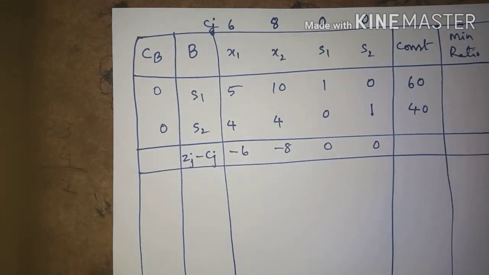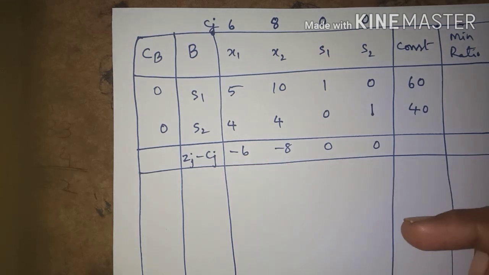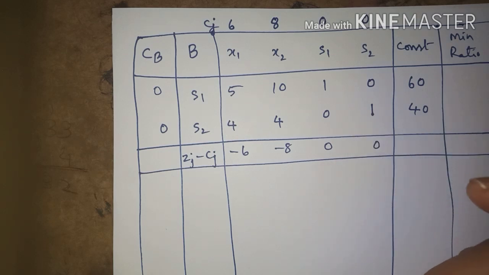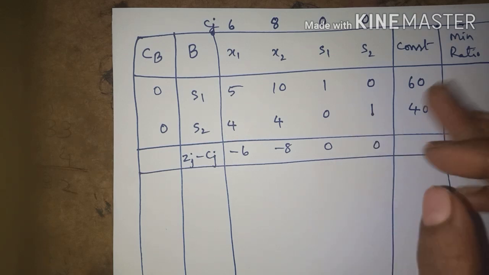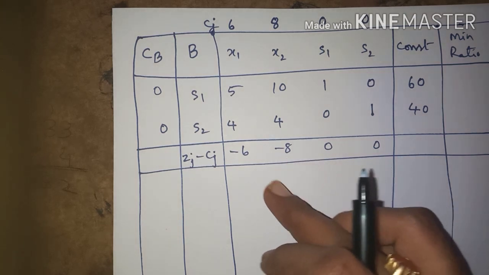How to go to the first iteration? You have to observe the index row very carefully. Using the index row only, we can identify whether we are going to the next iteration or whether we can reach optimality. That's why observe the index row very carefully.